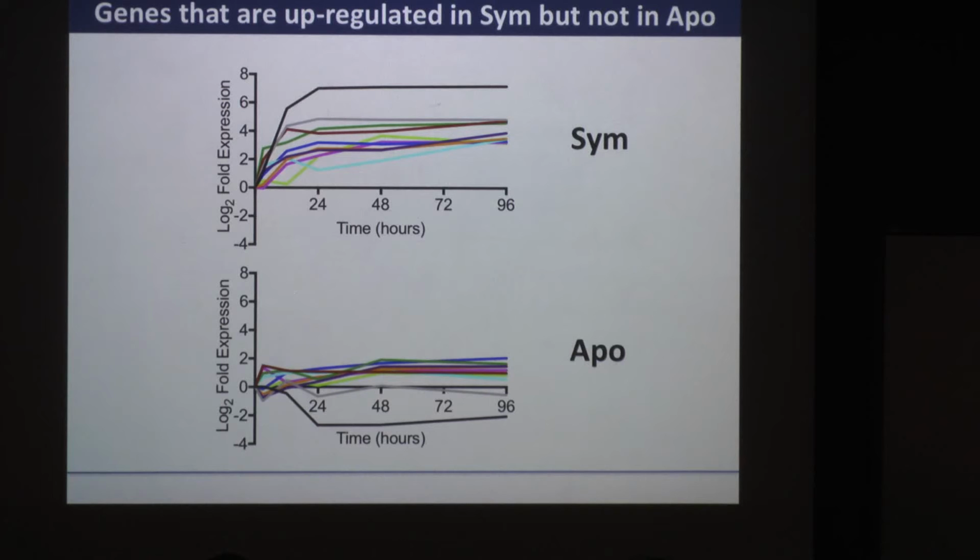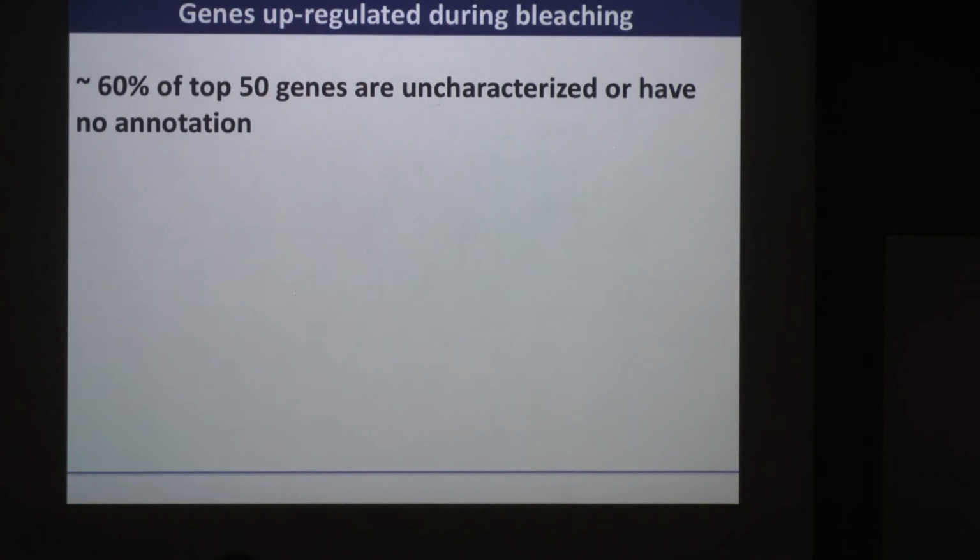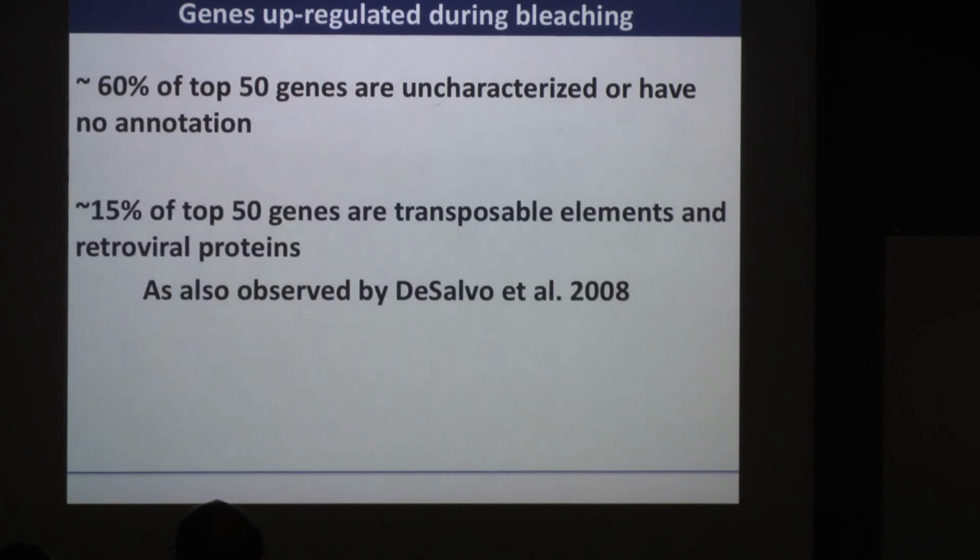So then we went into our database and tried to figure out what these genes were. And 60% of the top 50 genes were uncharacterized or had no annotation. That's a little bit frustrating, but also kind of exciting, in that it opens up the door to a big window of genes that may be actually doing something, but we have no idea what, just because they're unannotated. So we've really got more work to do to figure out what these genes might be.